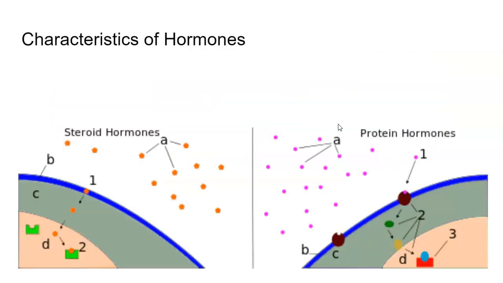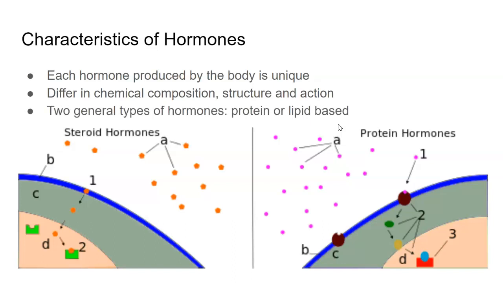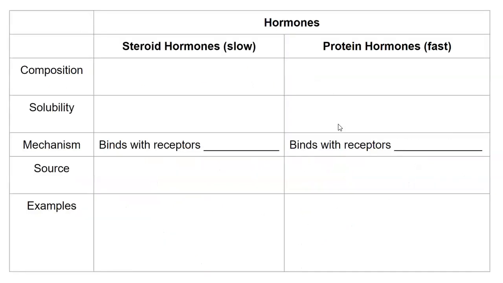And every single cell has a certain receptor site that matches with certain hormones. So we have a bunch of different types of hormones, but we're going to classify them into two different categories. Every hormone has a unique structure and composition, and what it does is unique to each hormone. Either they're a protein-based hormone or a lipid-based hormone, which we could also call steroid hormones. So now that we know that, we're going to fill in this table.